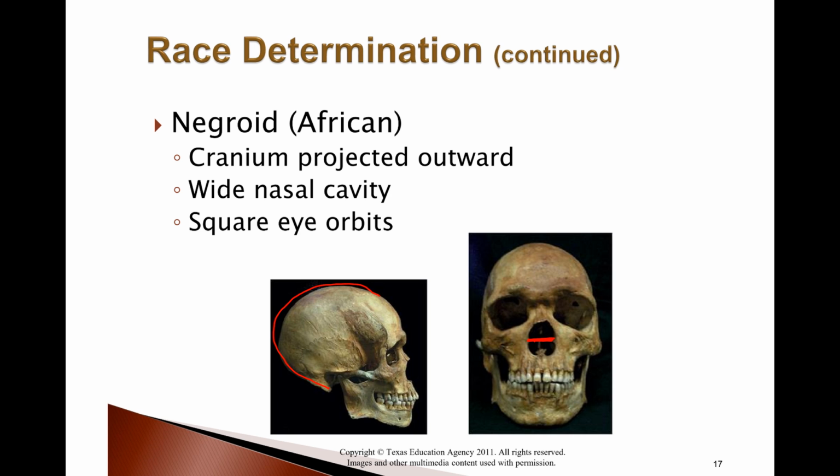And they tend to have more squared off eye orbits. So it's not rounded because it's kind of longer. It takes up more space at the top. So if you follow, kind of like there, kind of like that. Not as obviously round, more squared off. Okay, that's the eye shape that they're referring to.